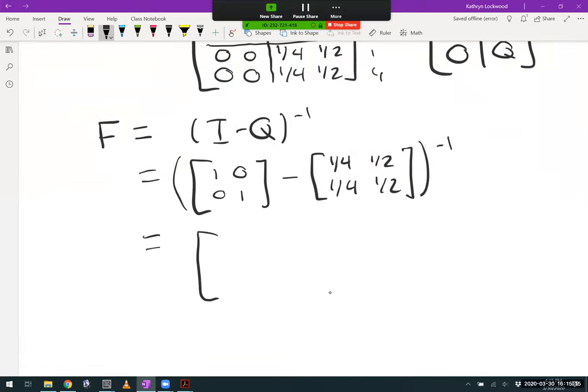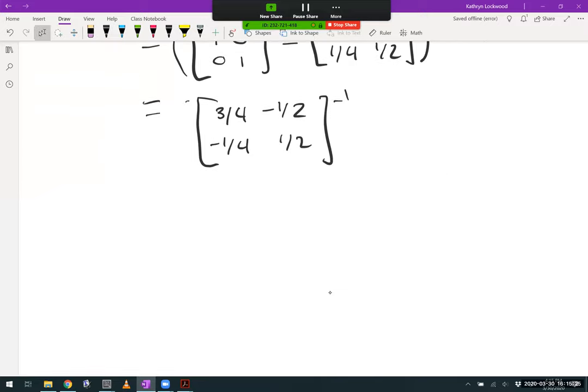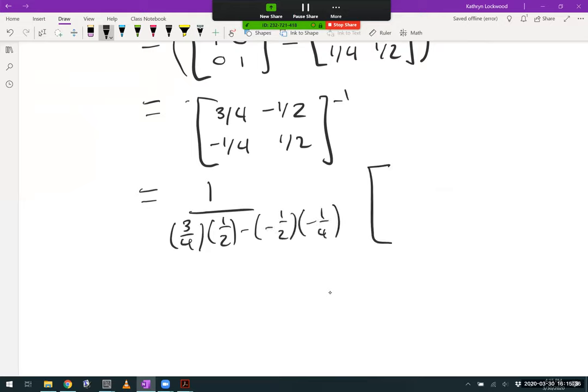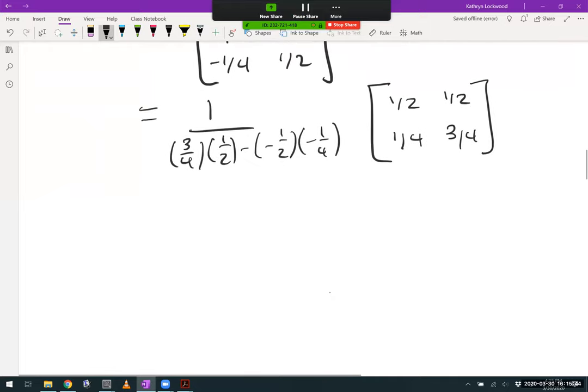Taking the difference of these matrices, we have 3/4, minus 1/2, minus 1/4, 1/2. And then we'll invert using the usual 2x2 formula. We have 1 over the determinant times the matrix with entries 1/2, 1/2, 1/4, 3/4. Now that scalar out front ends up being 4. So altogether, the fundamental matrix is 2, 2, 1, 3.